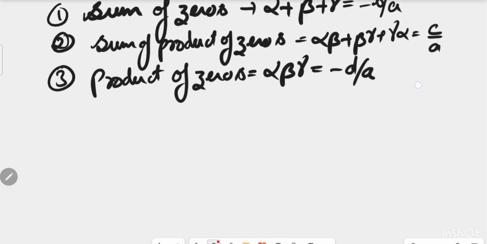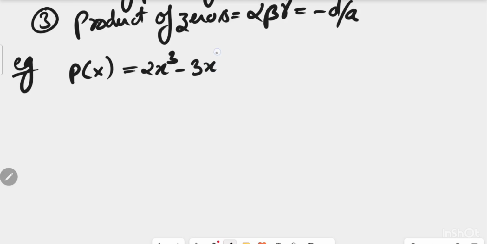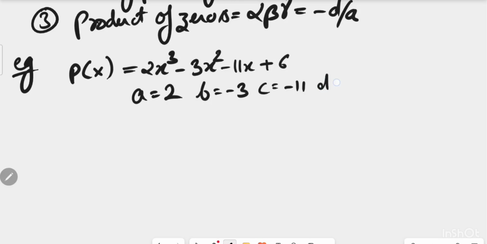Now let us take one example. We have px equals 2x cube minus 3x square minus 11x plus 6. Here a equals 2, b equals minus 3, c equals minus 11, and d is 6. So what will be the sum of zeros?